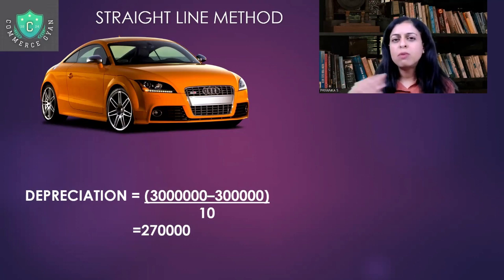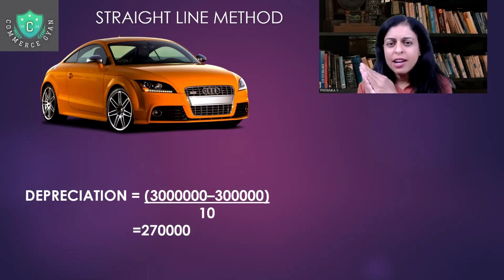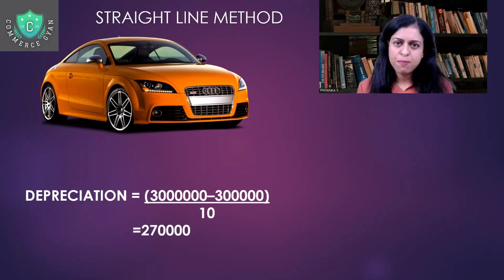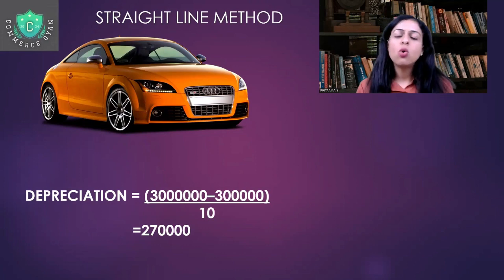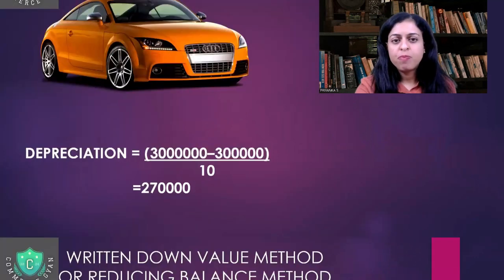So how much do I have to keep aside every year? I have to keep aside 27 lakhs divided by 10, right? I will not keep 3 lakhs, I will keep 2,70,000 every year, so that by the end of the 10th year, I have 27 lakhs accumulated, kept aside. And when I sell the car, I get 3 lakhs in terms of scrap. Correct? So total comes to 30 lakhs, and with that 30 lakhs, I can now go and buy the new car. So this is how the depreciation will be used.